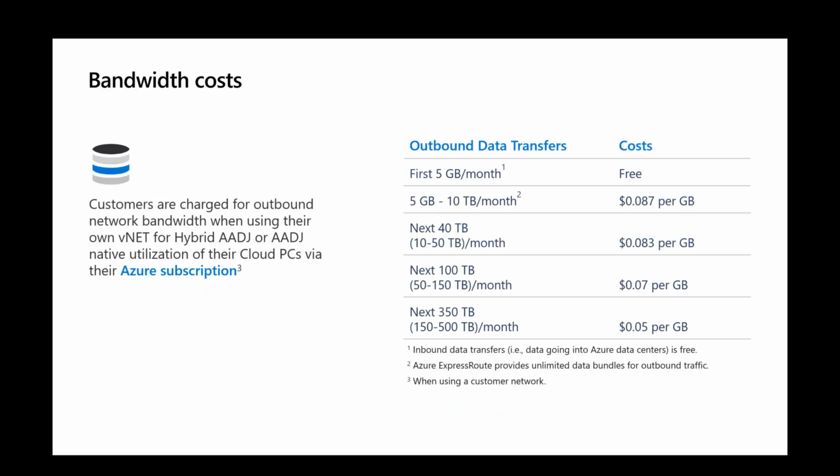Some additional costs to be mindful of are bandwidth costs. Customers are charged for outbound network bandwidth when they use their own VNet for hybrid Azure Active Directory domain join and AADJ native utilization of their cloud PCs, but inbound data transfers are free. So data going into Azure is free, but data going out is not. And again, there is pricing out there, as you can see on the slide here, but if you're not sure and you want to do a cost analysis, we're more than happy to meet with you.